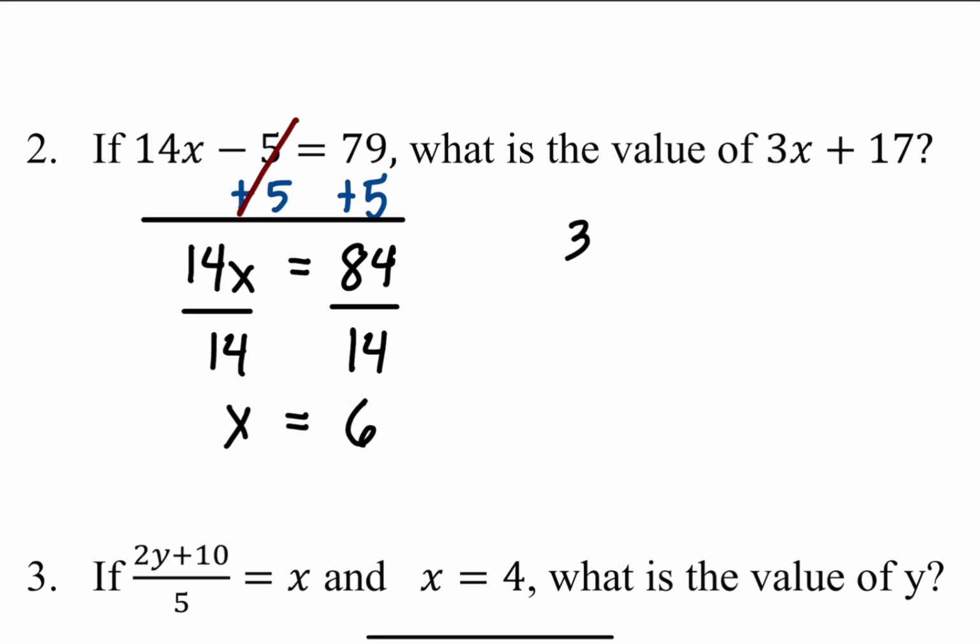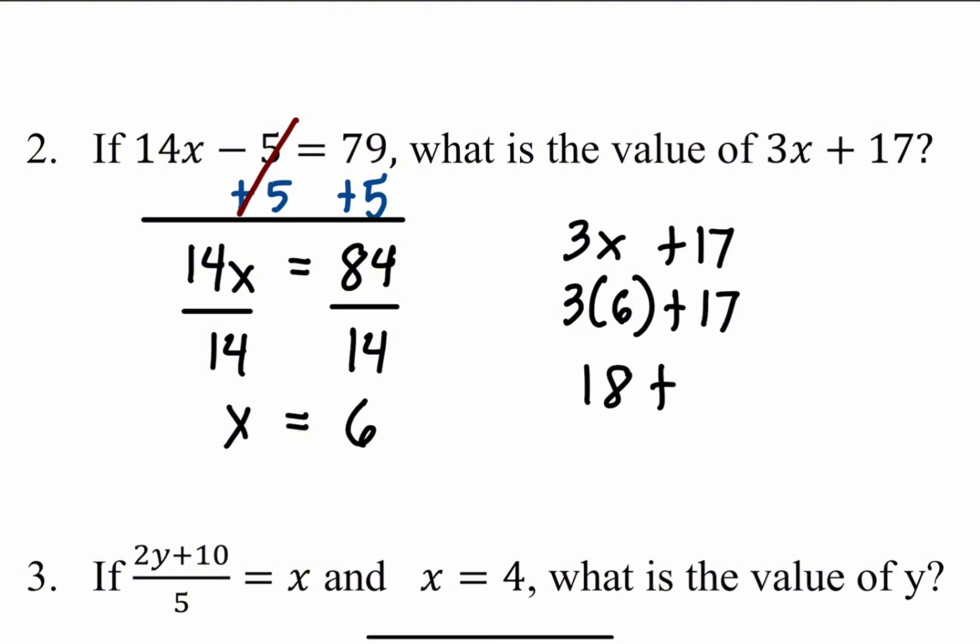So it will give us 3x plus 17. Substitute the value of x, which is 6. It will give us 3 times 6 plus 17. 3 times 6 is 18 plus 17. The answer is 35.